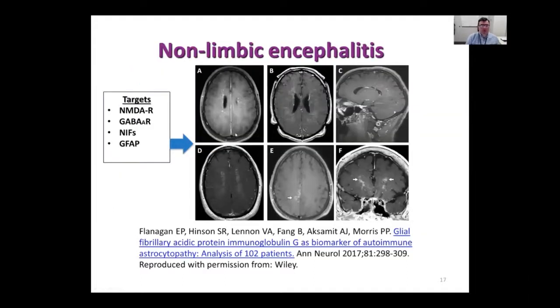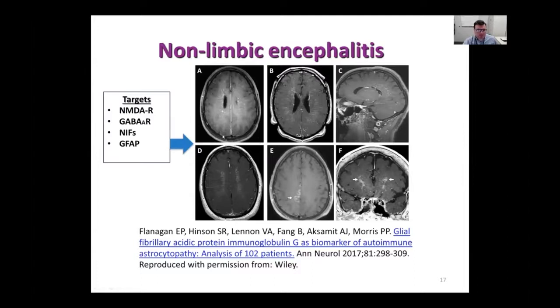There are also some non-limbic forms of encephalitis as well, and NMDA receptor encephalitis will be an example of that. GABA A receptor encephalitis, where you have this multifocal pattern of enhancement in the brain associated with multifocal T2 signal abnormalities in the brain without enhancement and associated seizures. We also see patients with GFAP autoimmunity, like is illustrated here, where you have this radial pattern of enhancement in the brain. And the encephalopathy phenotype is different to limbic encephalitis.